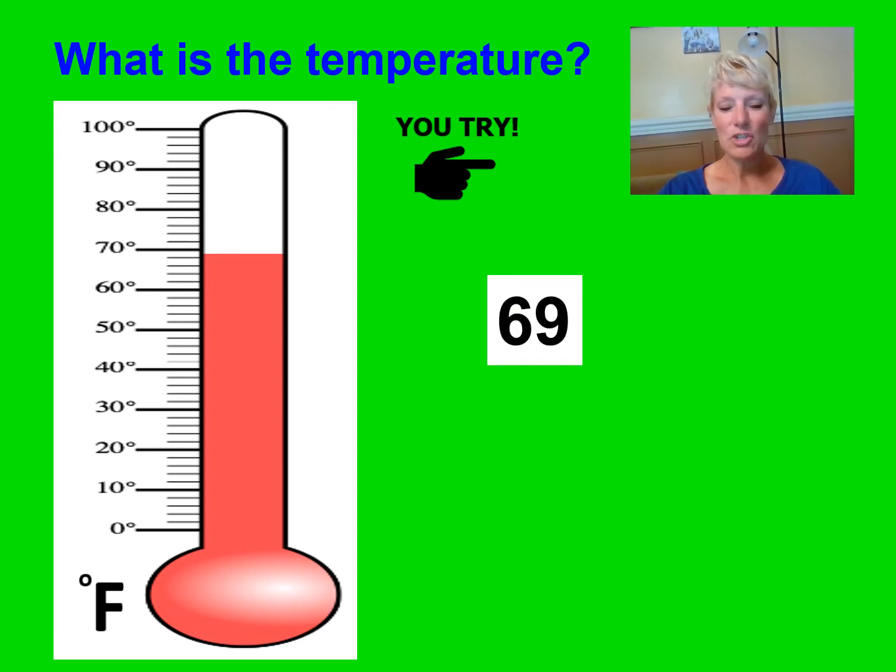Okay, did you get 69 degrees Fahrenheit? This was a little tricky because it wasn't counting by ones. It was actually counting by twos. But if you notice, it's in between 68 and 70. That line is in between, so that's why it would be 69 degrees.